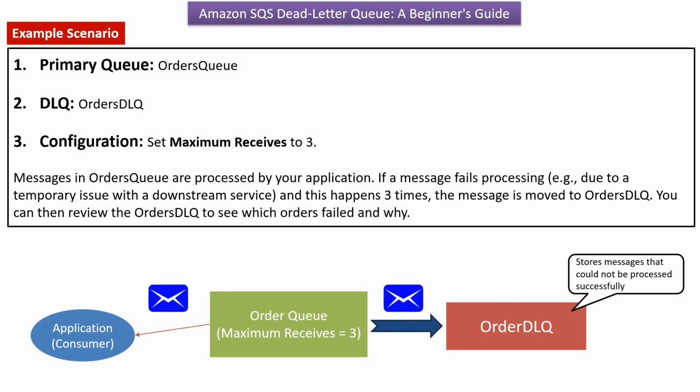Now we will see the example scenario. Here you can see the primary queue which is order queue, and here you can see the dead letter queue which is order DLQ, and maximum receives threshold is set as 3. Messages in the order queue are processed by your application. If a message fails processing and this happens 3 times, then the message is moved to order DLQ. You can then review the order DLQ to see which orders failed and why the orders failed. Message processing failure can happen due to a temporary issue with downstream services.